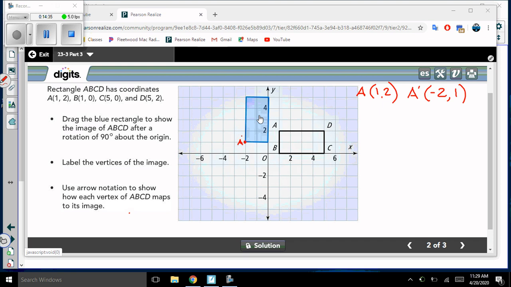Let's just take a look at another point. Let's go ahead and take a look at B. B started off as what? Right there would be (1, 0). Look at where B ended up. This is going to be B prime, right here. And so B prime is going to end up at (0, 1).